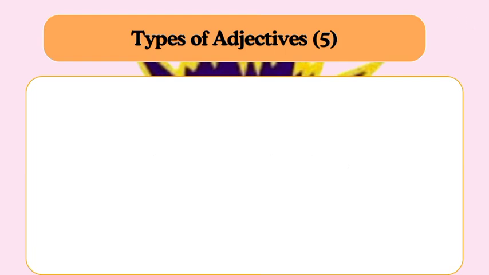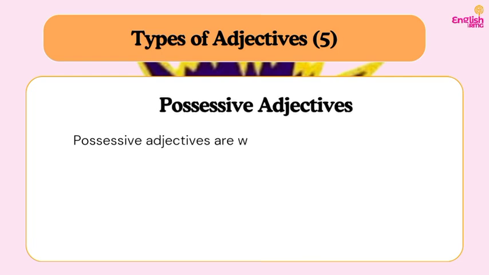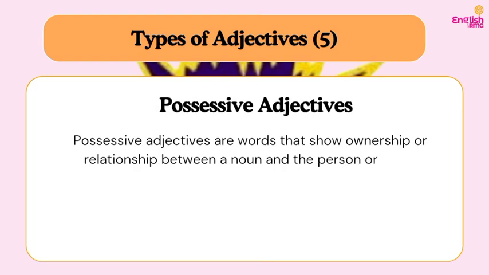So let's move on to the next type of adjective, which is the last type of adjective that will be discussed: possessive adjectives. So from the word, possessive adjectives are words that show ownership or relationship between a noun and the person or thing it belongs to. So it is used to show possession.